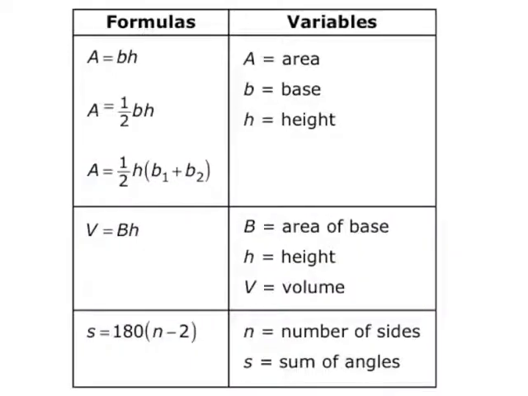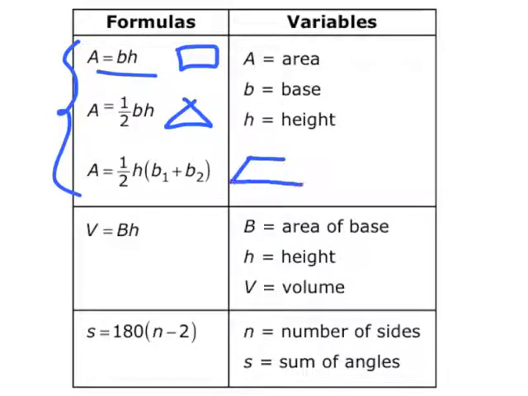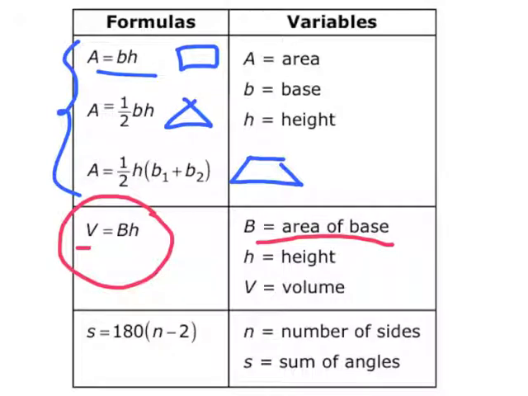Here's a formula sheet that we're probably going to need. The formulas on the top are for area. We got area of parallelograms and rectangles. We got area of triangles, and then this one right here is area of trapezoids. But to find volume, we use this formula, and it means V for volume is equal to the area of the base times the height.